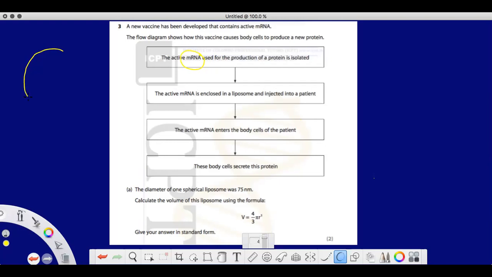Now when you see mRNA is isolated, if a particular cell or structure produces messenger RNA, the specific mRNA is isolated. Now how is it isolated? We have advanced technology. Many advanced technologies have been developed to isolate specific mRNA. The active mRNA is enclosed in a liposome and injected into the patient.